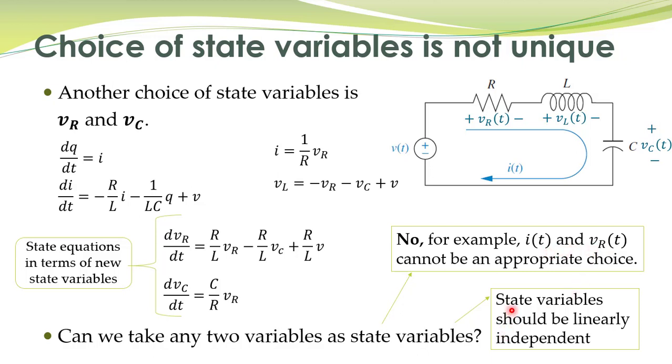So here is our rule: state variables should be linearly independent from each other. What do we mean by linear independence? For example, this I and Vr are not linearly independent. How do we say that? This Vr can be obtained by a simple scalar multiple of this current. So these two variables are not linearly independent. State variables should be linearly independent.